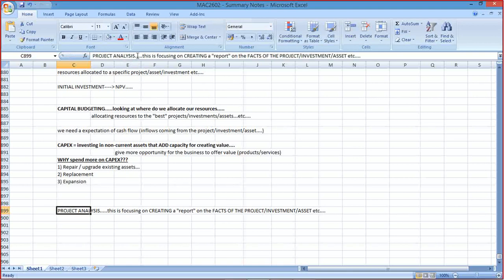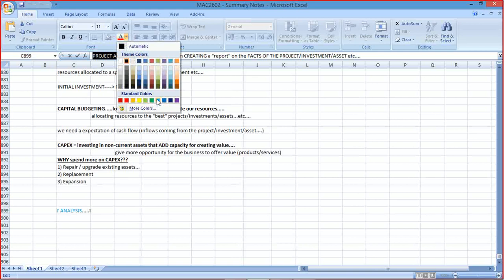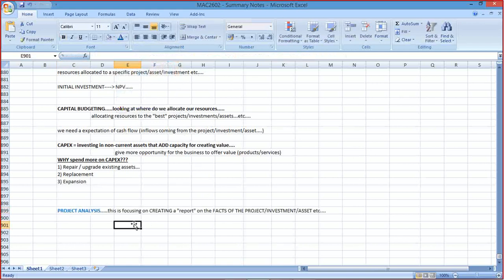But remember, do we choose projects because we like projects, or do we choose projects because they actually create value? Because they create value, sir. Exactly. So we're not going to buy the camera lens if the camera lens isn't going to add value. We're not going to replace the camera if the replacement camera is not going to create value. We're not going to buy a second camera if the second camera is not going to add value. Okay, and that's what we're looking at here. We're looking at the project analysis.